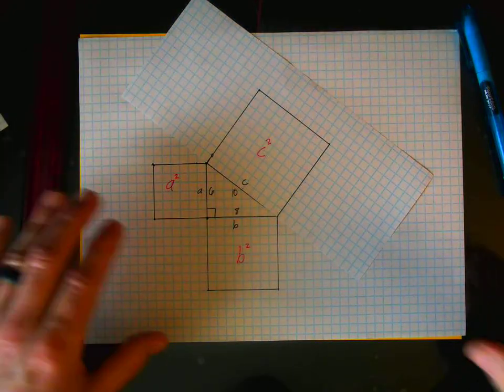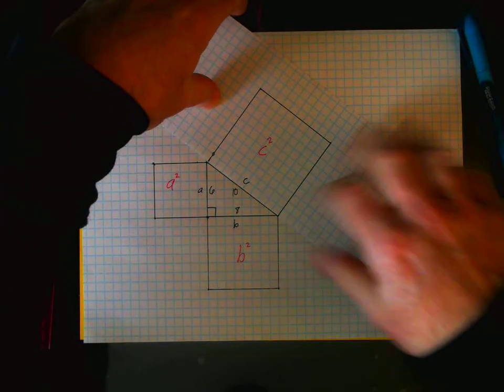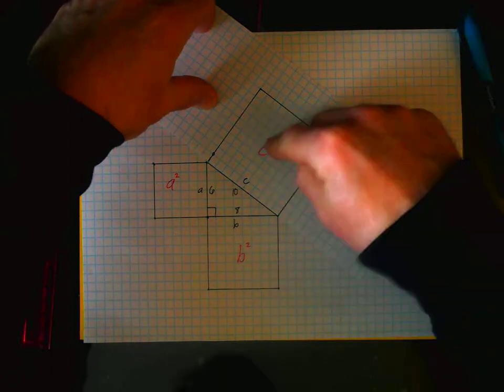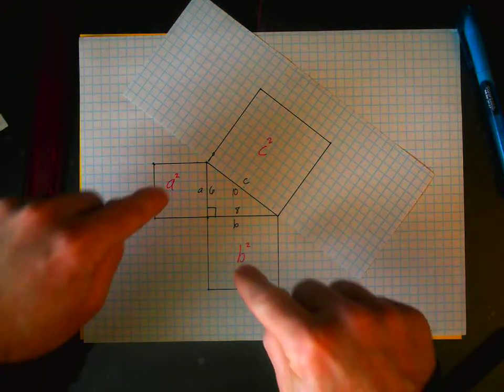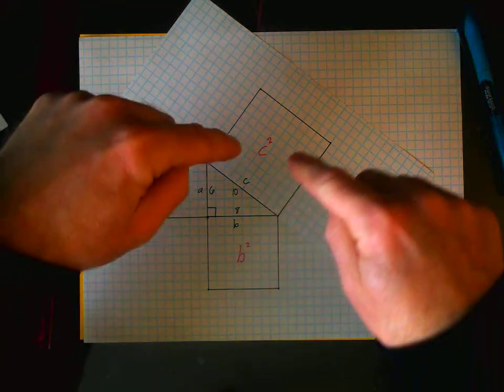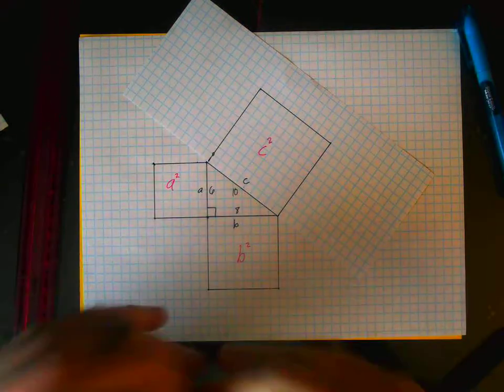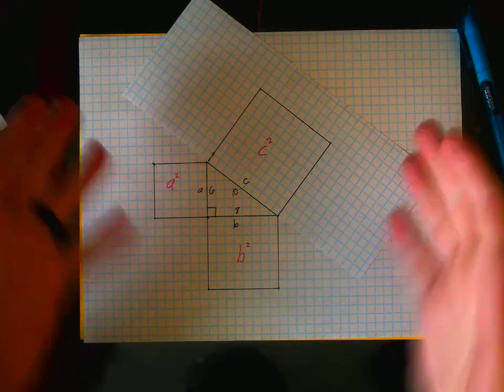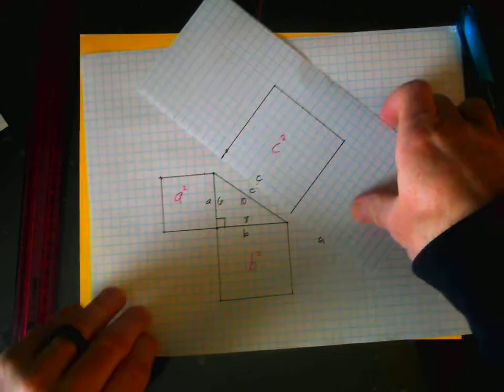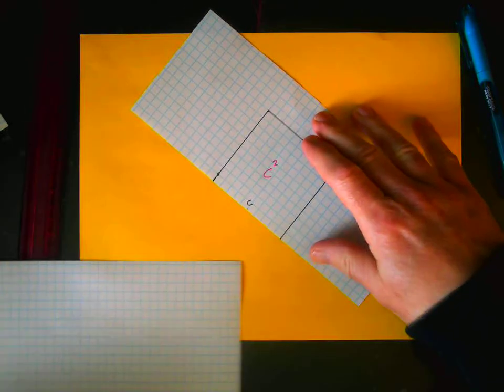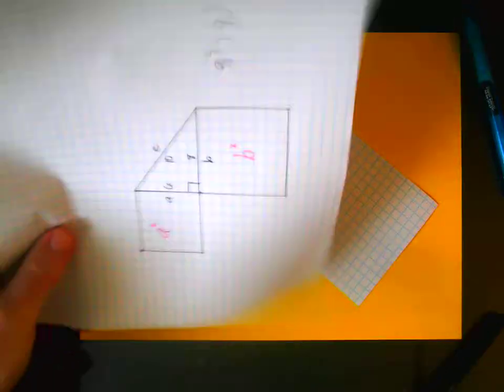So really what we're talking about is, if a squared plus b squared equals c squared, I ought to be able to take these two and put them into that and they would be equal to that space. Equal to, excuse me. So I'm going to leave that there for now, and I'm going to cut these.